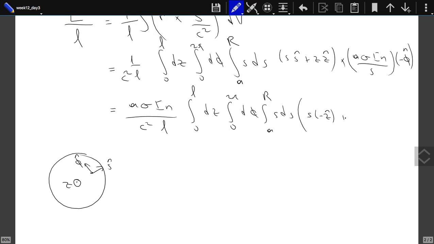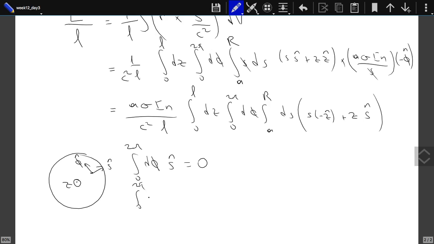And plus z times z hat cross phi hat, minus s hat. Well, I have the minus over there also, s hat. This s cancels this s. Now basically this is all I have. But keep in mind, the integral over phi of s hat, from 0 to 2 pi, is equal to 0.